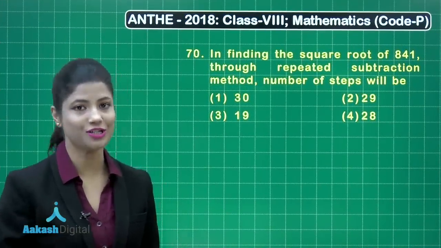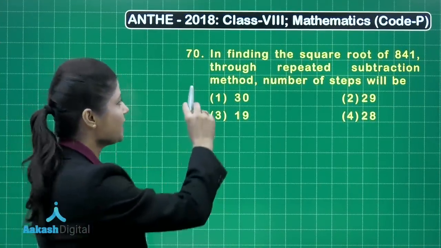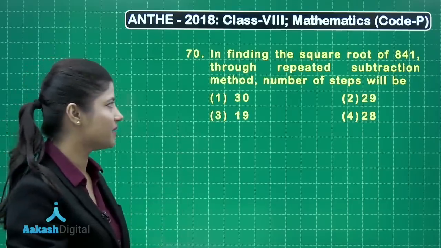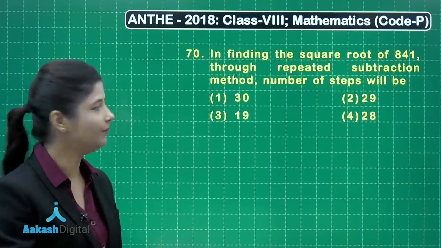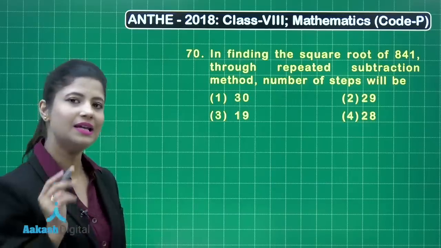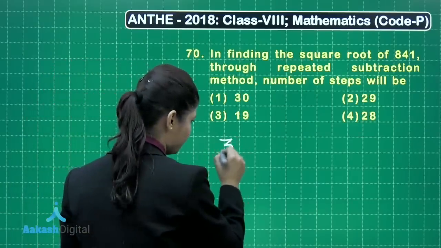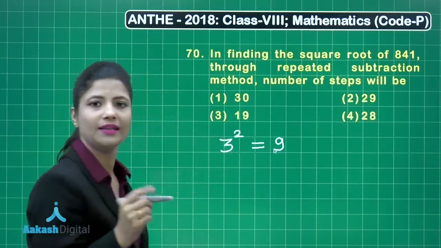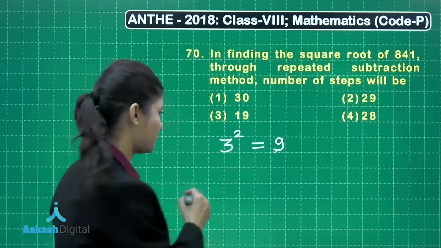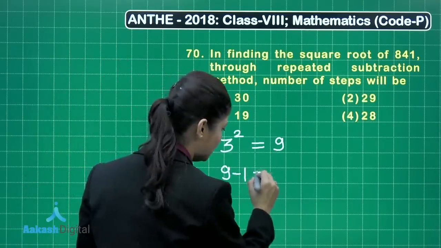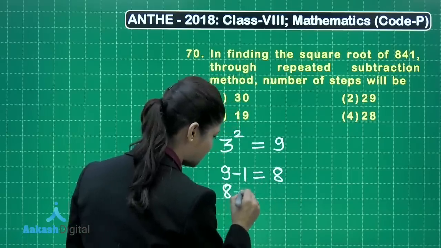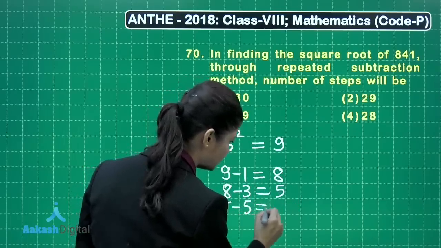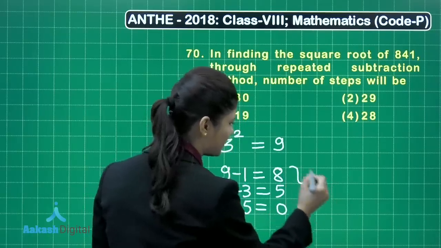Let's discuss now question number 70. It states that in finding the square root of 841 through the repeated subtraction method, the number of steps will be, out of these four options... Let's consider a number which is a perfect square, say 3 square, which is 9. If I try to obtain the square root of 9 through repeated subtraction, how many steps will be required? 9 minus 1 is 8, 8 minus 3 is 5, and 5 minus 5 is 0. So that means 3 steps are required.